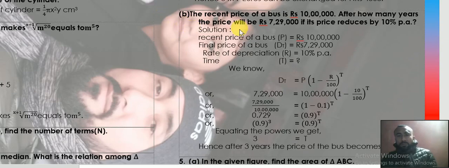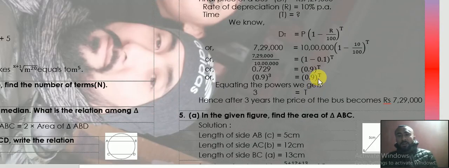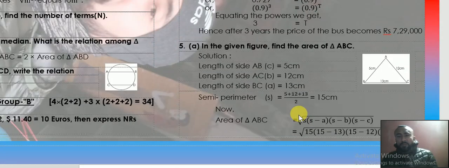Now in question number B, there are 2 prices given, 10 lakhs and 7,29,000, and among these 2 prices, 10 lakh is the before price and this is the after price. So the before one is P and the after one is the final value, and it's the formula, and by using the formula you can easily calculate. It's 3. So don't forget to write the conclusion, and the conclusion is, hence after 3 years the price of the bus becomes rupees 7,29,000. Now let's move on to question number 5a.